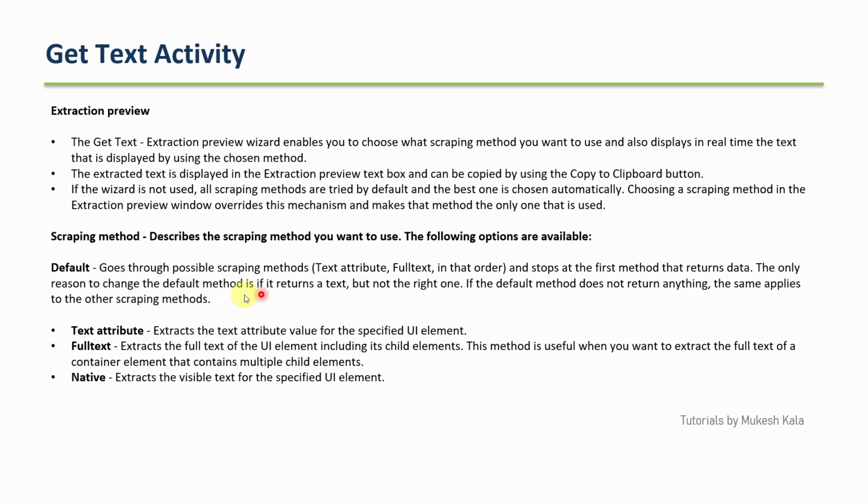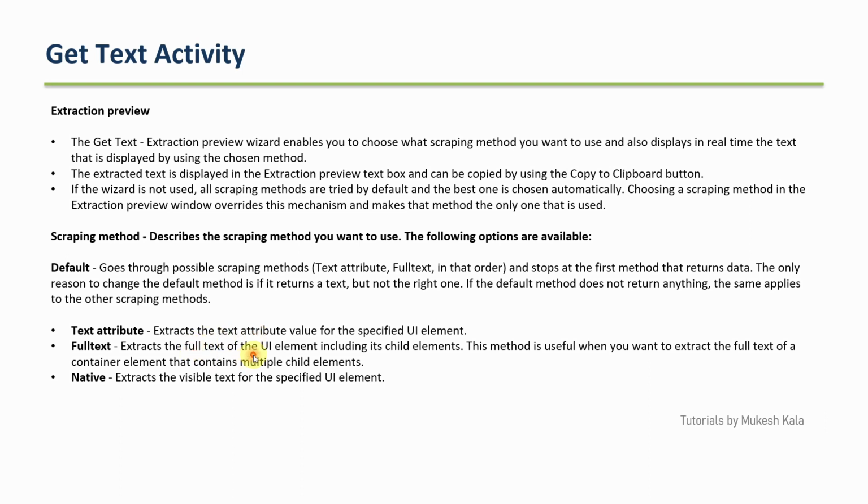The only reason to change the default method is if the text which you are getting is not the right one. If the default method works for you, there is no need to change anything at all. The only time you need to change the default method is when the output which you see in the preview wizard or the output which you print is not matching, then you can experiment with the other options. Now, what are the other options? Text attribute, full text and native. Text attribute simply means extract the text attribute, only the text which is available for that element, nothing else. Full text and native we have already explained.